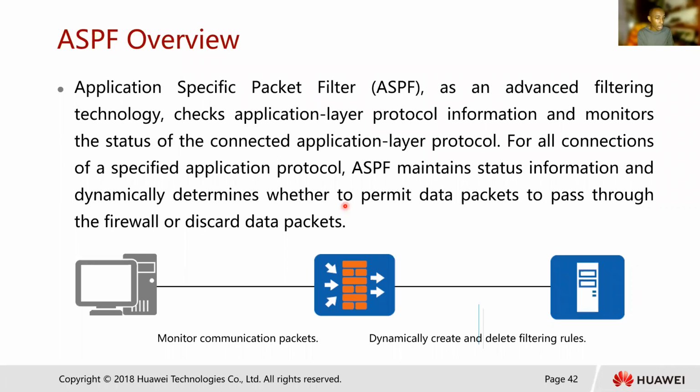So in comes application specific packet filtering. It's usually advanced and it actually checks the protocol information and monitors the status of the connected application layer protocol. For all the connections of a specified application protocol, ASPF will maintain status information and will dynamically determine whether to permit data packets to pass through the firewall or to deny them.